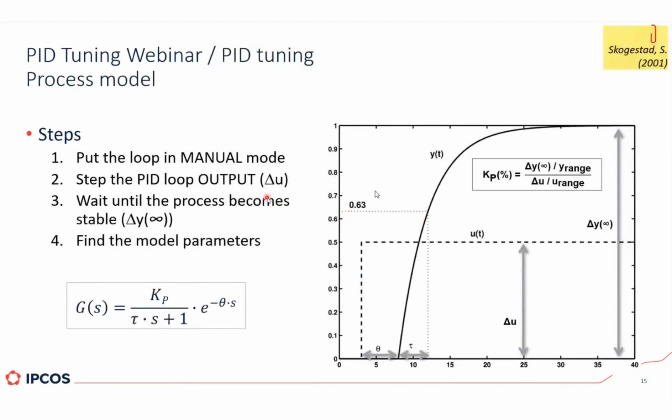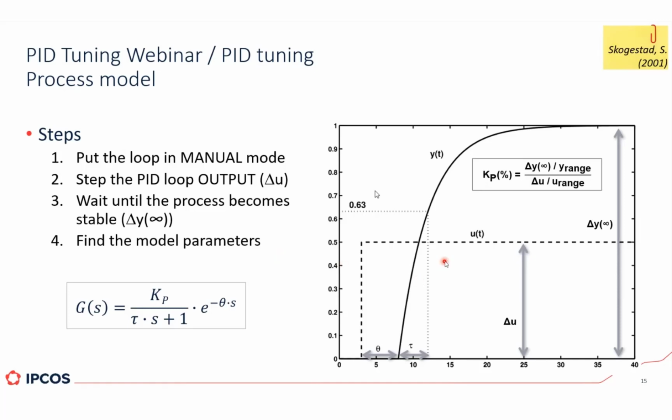So in more detail now, the steps to find this process model. This is very straightforward. What we need to do is put the loop in manual mode, right? Then we step the output of the loop, wait until the process becomes stable, right? And then we find these parameters that will give us the model of the plant.